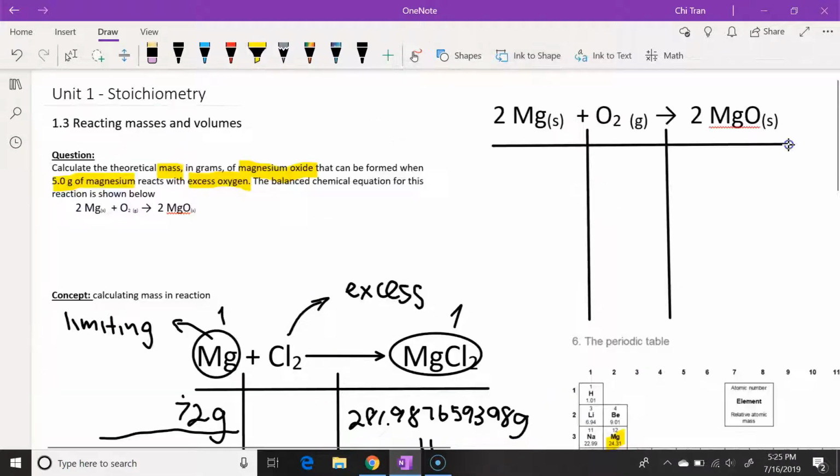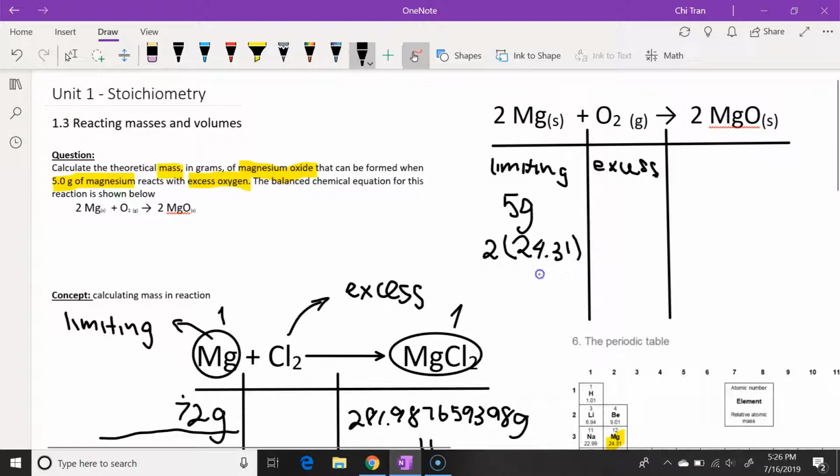Back to our question, we can use the equation that's given and draw out the table that's similar to the example. So from the question, we know that oxygen gas is in excess, which means magnesium is the limiting reactant. So we can write that in our table. And we know that there is 5 grams of magnesium. And the molar mass is 2 times the molar mass of magnesium, which is 24.31.